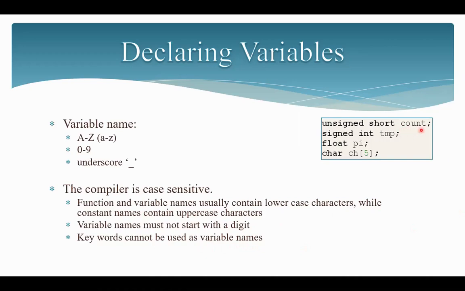Unsigned short count. This count is a variable which can store 8 bits, so it is a 1-byte number. And signed integer temp. Signed is not required, it is redundant. If you simply write integer temp, then it is a signed number which can store positive and negative. So you don't have to write signed here. Similarly, float pi and character ch, and this will become a string of 5 bytes. If you simply write character ch, then it is a single byte with only 8 bits. And if you write a size in the brackets for a character, then this becomes an array of characters, so it becomes a string.